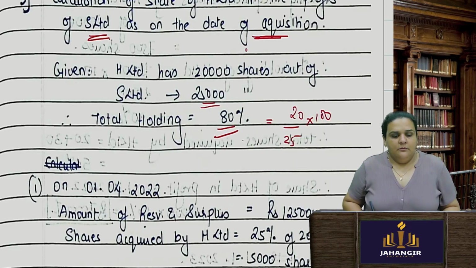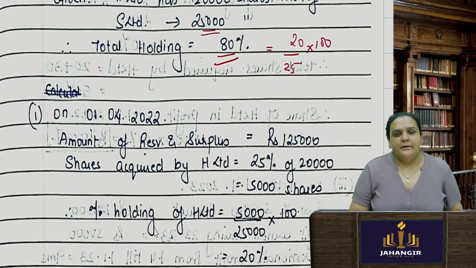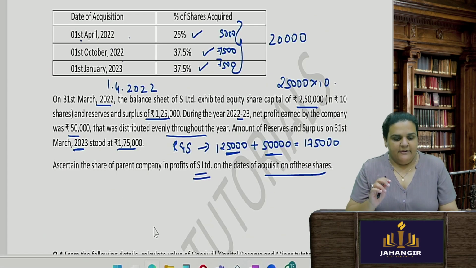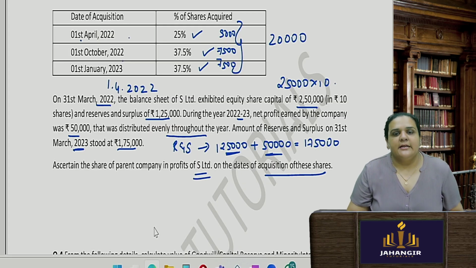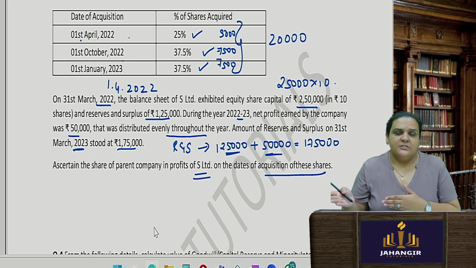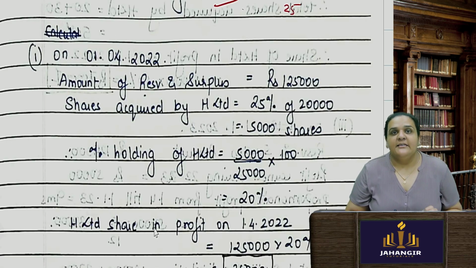Okay. So now on 1st of April 2022, what happened? Amount of reserves and surplus, they have told me it was standing at 1,25,000. You are supposed to read between the lines. When they are saying 31st March 22, that means closing is going to become opening. 1st of April 22, my general reserve balance is 1,25,000. That is pre.